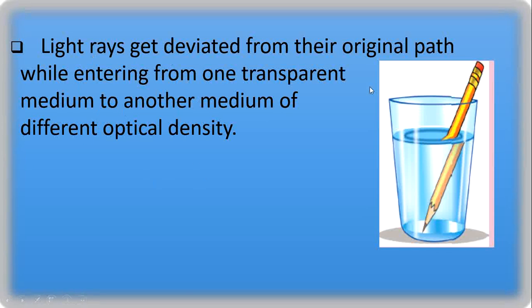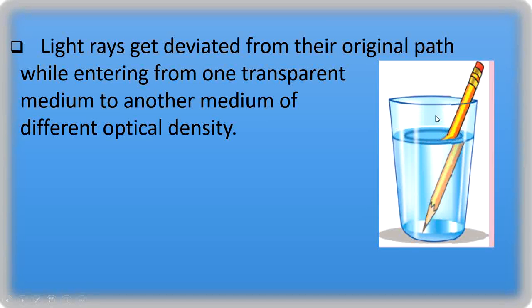Now why does the bending of light take place? While they travel in different media, the light rays get deviated from their original path while entering from one transparent medium to another medium of different optical density. See this diagram. The pencil travels from air to water. So when they travel from one transparent medium to another transparent medium, it gets deviated. So the pencil looks like it is bending.